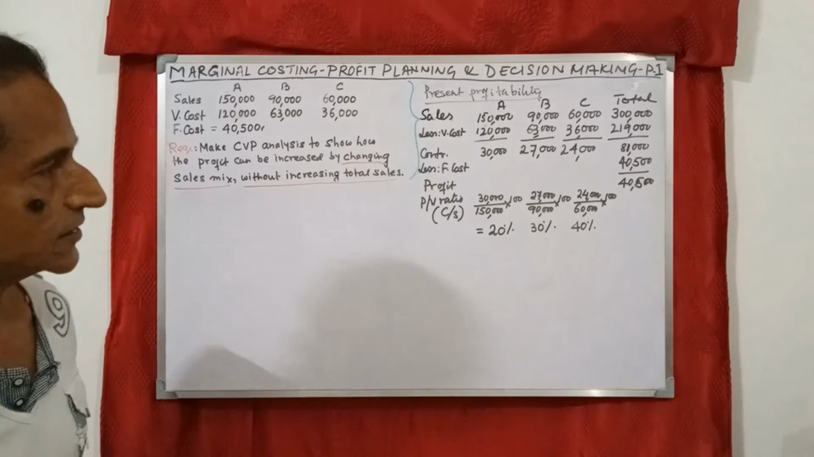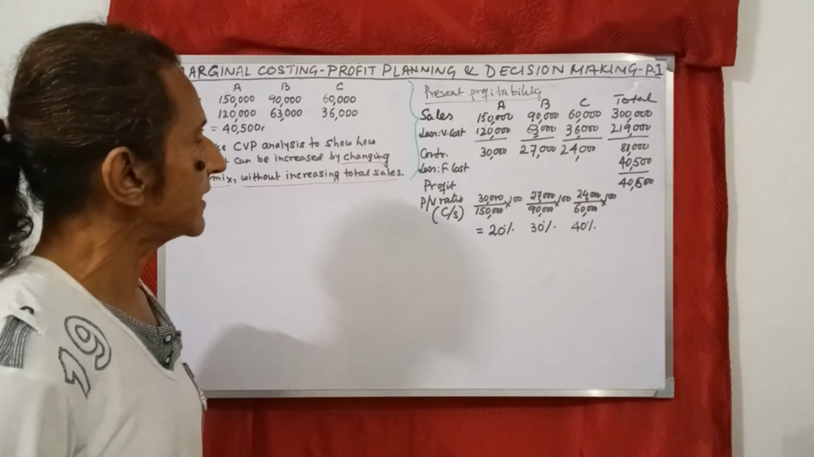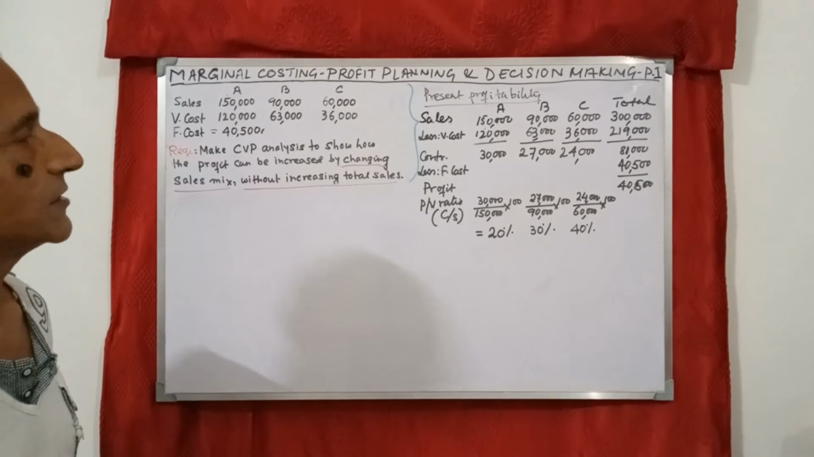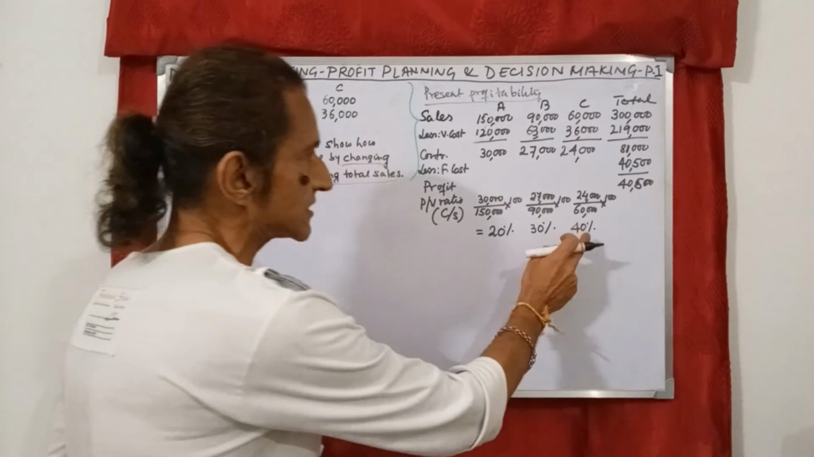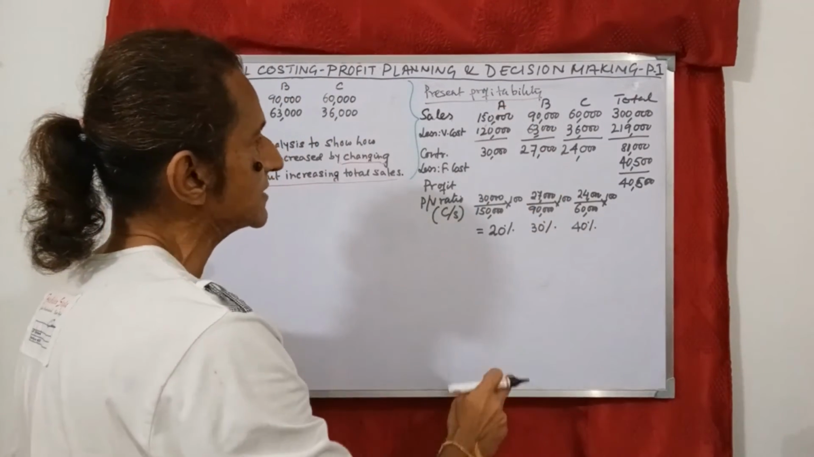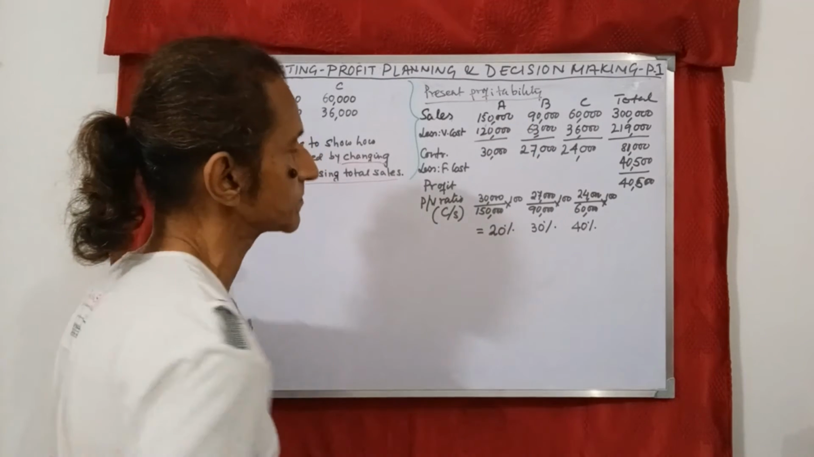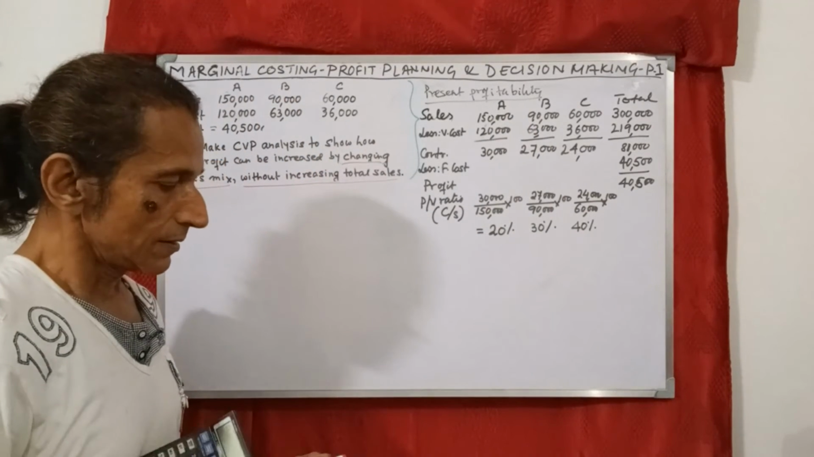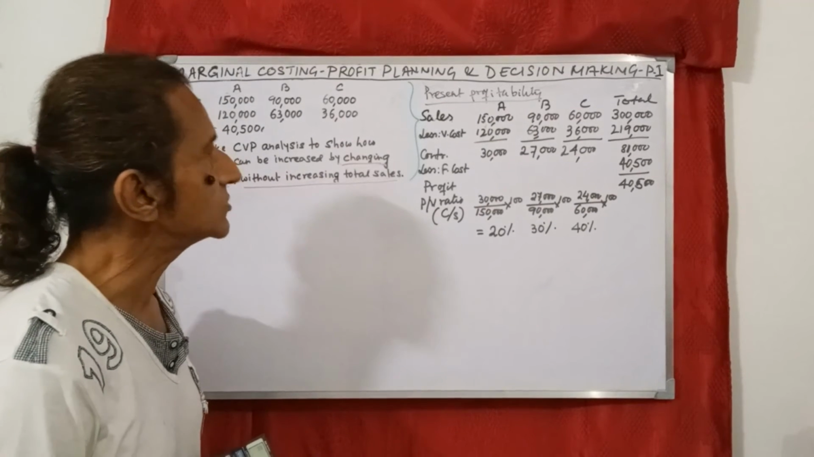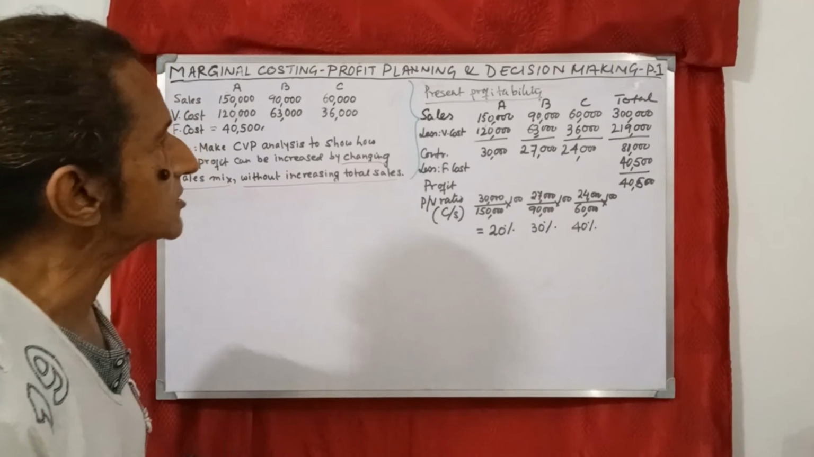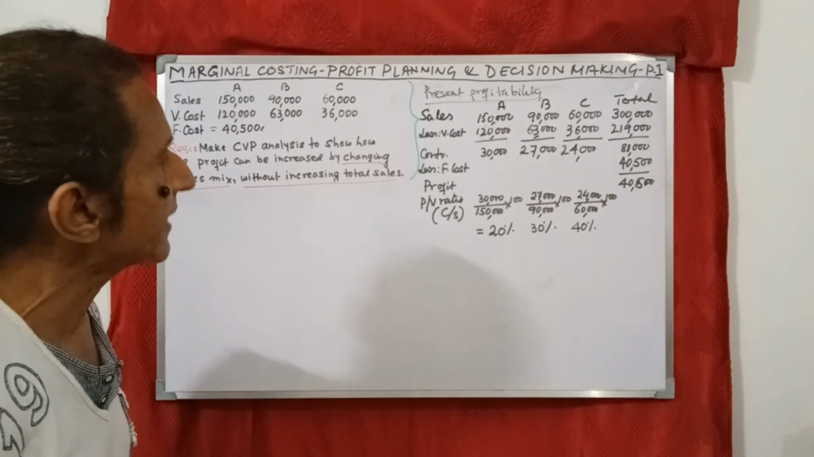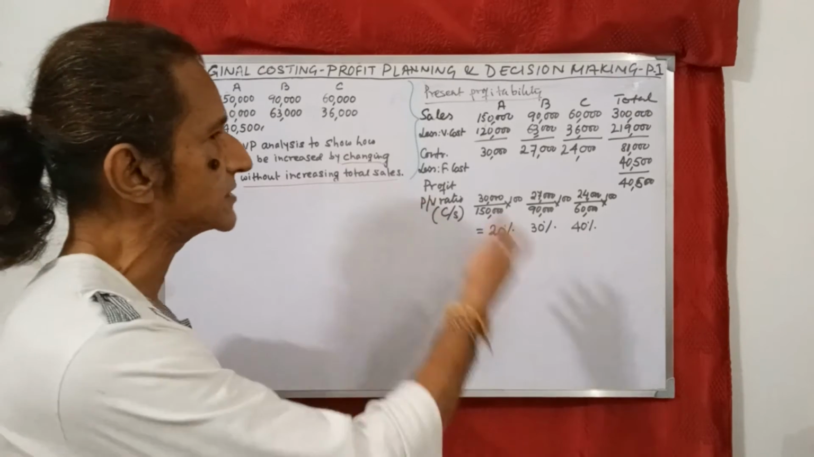So you can see product A is giving least contribution to the firm and product C is giving maximum contribution, highest contribution, and product B lies in between A and C. So the firm can reduce the production and sales of product A and distribute that sales into product B and C.